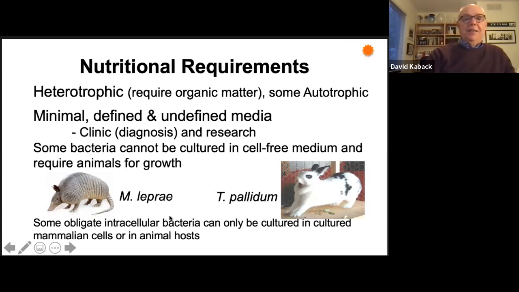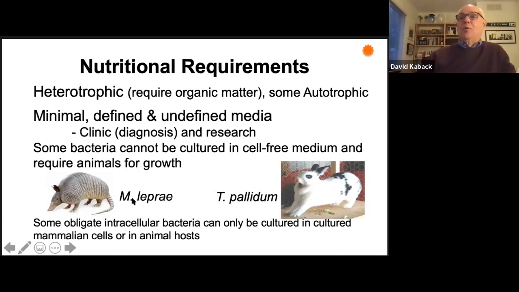Okay, and there are some bacteria, no matter what we do, these are obligate intracellular bacteria, and they can only be cultured in mammalian cells, okay? Treponema and Mycobacteria, these are not obligate intracellular organisms.